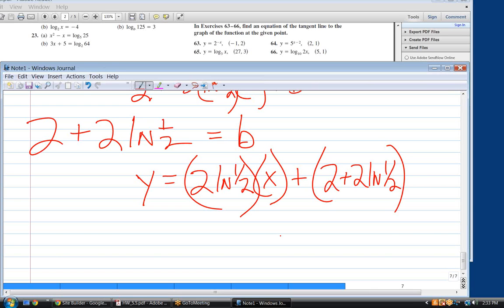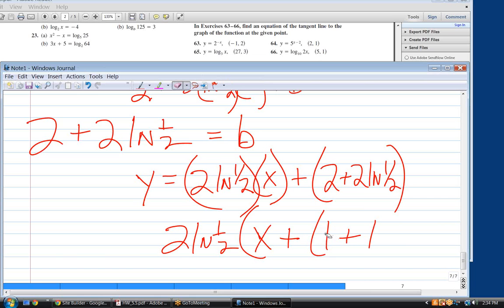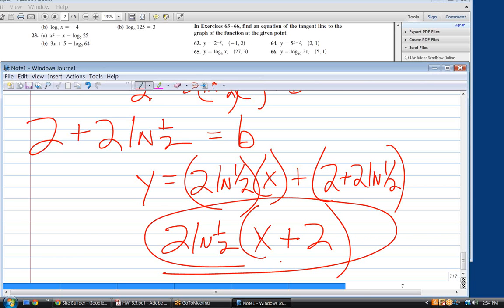It would be rounded. Now, like I said, you might factor out some things here. It looks very much like I could factor out a 2 natural log of 1/2, leaving behind x plus 1 plus 1, so x plus 2. Yeah, now that definitely looks more simplified than anything else. So I would say that's what her answer would look like.